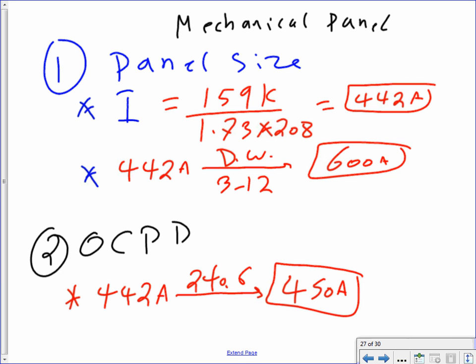Now here's an engineering judgment for you. Some engineers will say, maybe I should drop my overcurrent protection device down to 400, and I use a 400 amp panel. It will be cheaper. You can't do that. If you're an engineer, you can. As a registered engineer, guys, I can sign off on anything as long as my neck is on the line and I can lose my license if it doesn't work. Would it work? Absolutely.